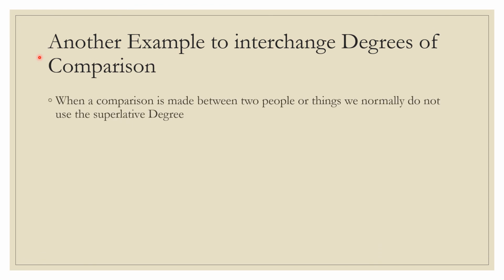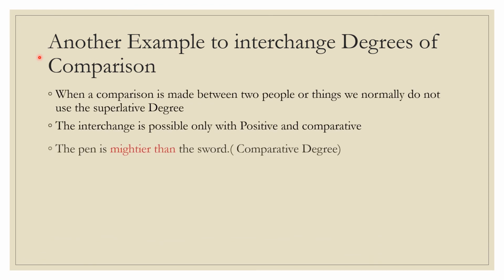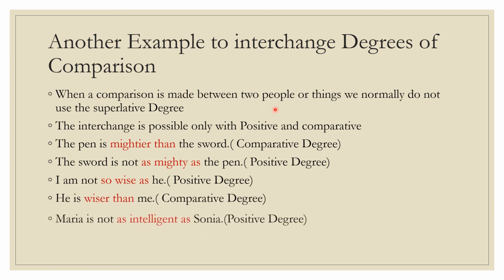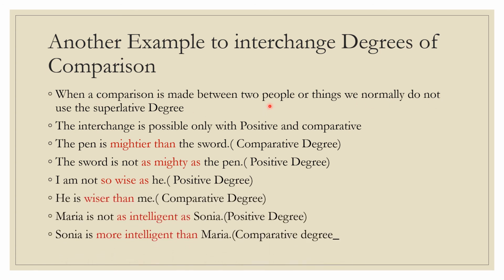Another example to interchange the degrees of comparison. When a comparison is made between two people or things, we normally do not use the superlative degree. The interchange is possible only with positive and comparative. Look at the following examples. The first sentence: the pen is mightier than the sword. It's in the comparative degree. Two things are compared. So in such a case, you do not change it to the superlative degree.